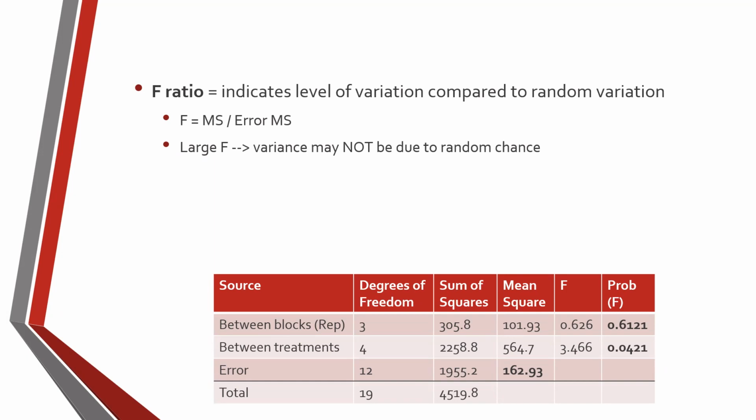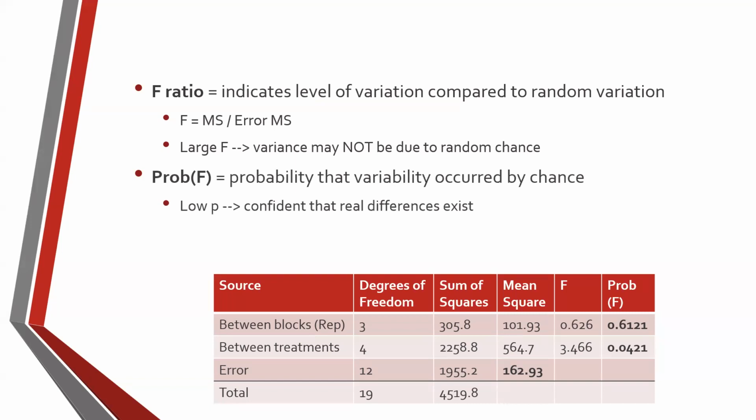Then we calculate an F ratio, which indicates the level of variation from that source compared to the random variation. So the larger this ratio is, the more likely that the variance from this source is not due to just random chance. To quantify just how large is large enough, we calculate a p-value, and that is the probability that the observed differences in the treatment or the block, whichever row you're looking at, the treatment means could have arisen by chance.